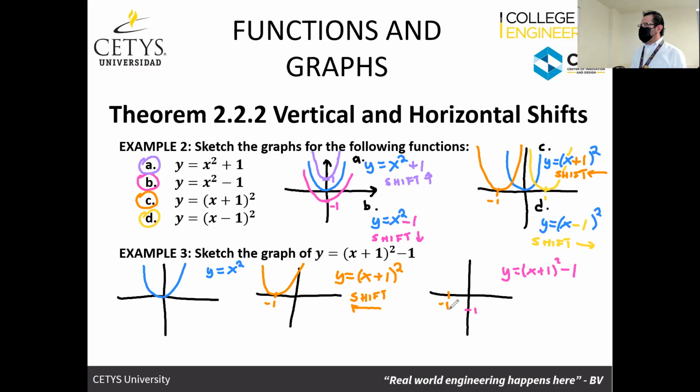And so that's going to mean that now the parabola is going to cross in this point here, which is -1 and 1. Okay. And the pink one would be the complete shifted graph. So first we shifted to the left and we shifted down. We could have done this in whatever order we wanted.